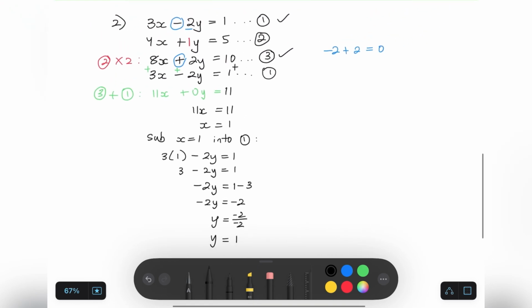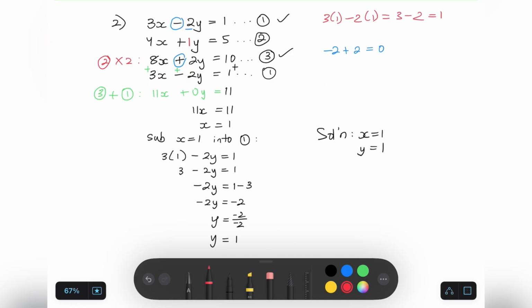So the solution here would be: when x is equal to 1, y is also equal to 1. And we could check our answer to see if it's correct by substituting x is 1 and y is 1 into both equations 1 and 2. So that will be 3 by 1 minus 2 by 1, which is 3 take away 2, which is 1. So it's correct there. We check it in the second one. 4 by 1 plus 1 by 1 is 4 plus 1, which is 5. So it works. Our answer is correct.